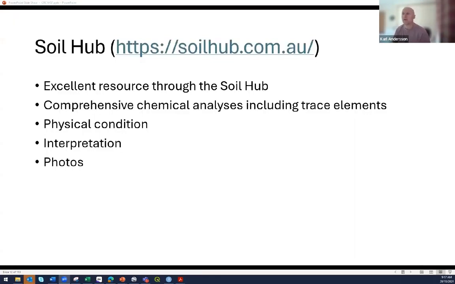Now, one of the resources Amanda told me about was this soil hub. Terrific resource for you down there, with a bunch of soil pits across the region with chemical information and physical interpretation that's been provided. And I've just borrowed some of that as a bit of an outline now for some of the soil properties that we've got. I'll just highlight a couple of those things in here.